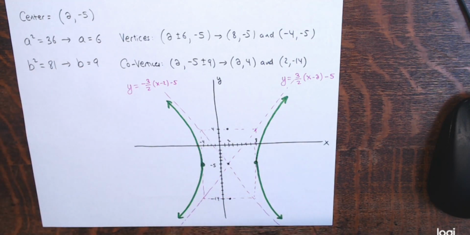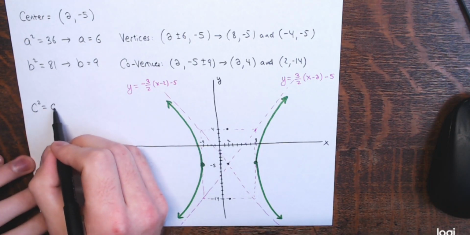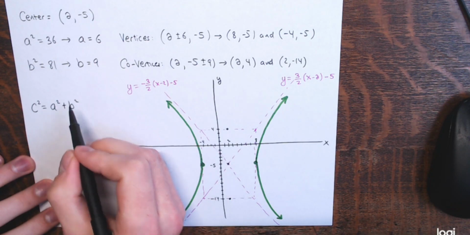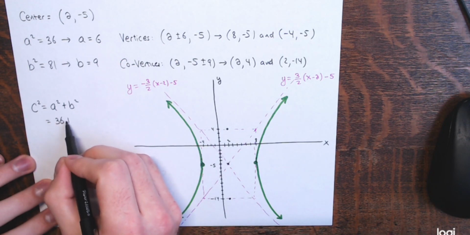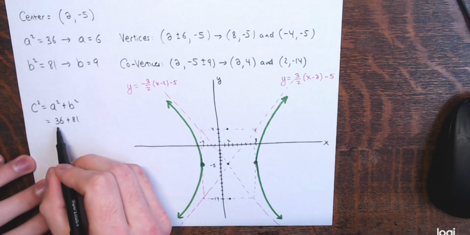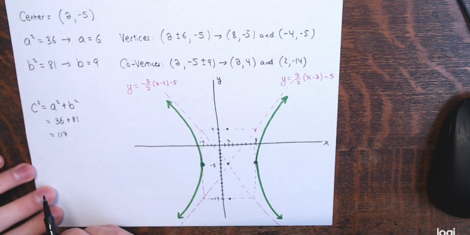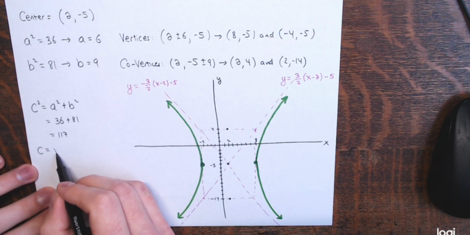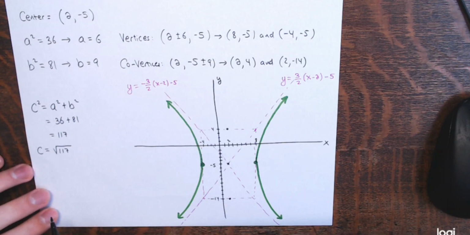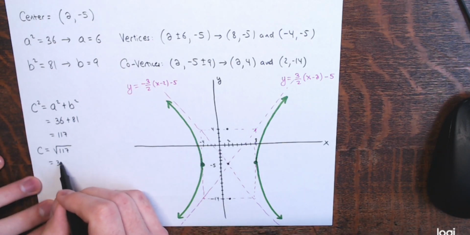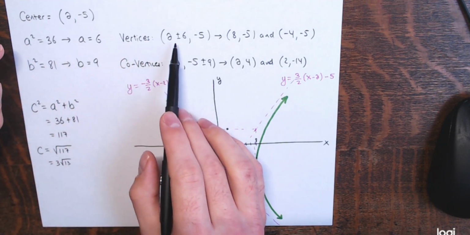And then finally the foci, which we need the value of c for. Now c squared is again a squared plus b squared for all hyperbolas. And here that's 36 plus 81. Right? So that's 117. 36 plus 81. So c is the square root of 117. Now 117 is 9 times 13. So this is 3 times the square root of 13. And just like for the vertices, I'm going right and left for the foci.